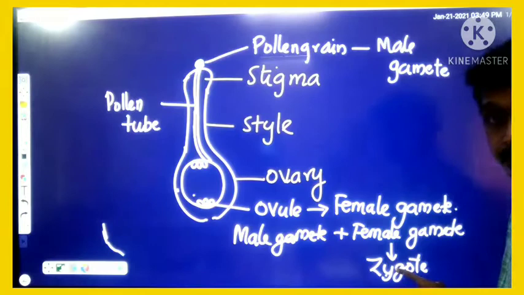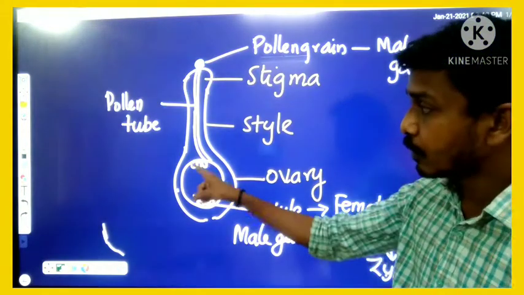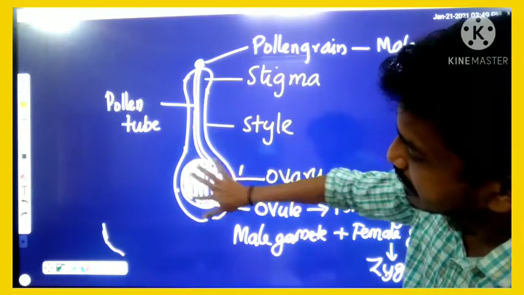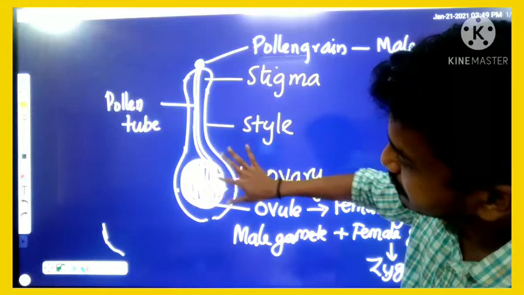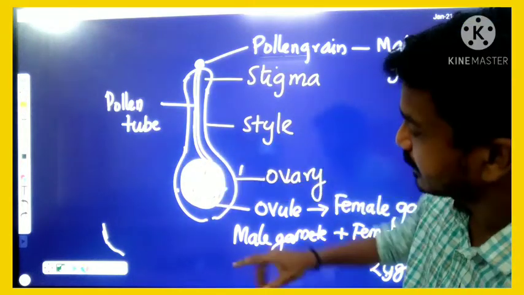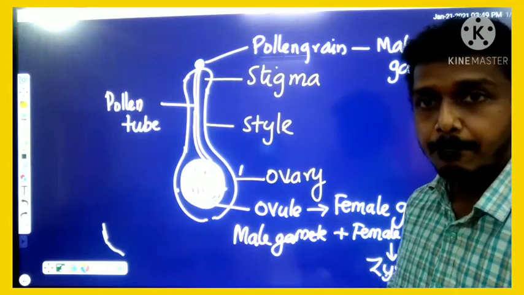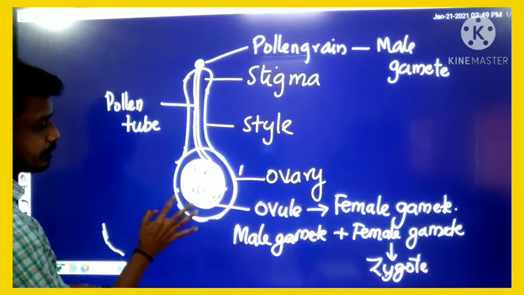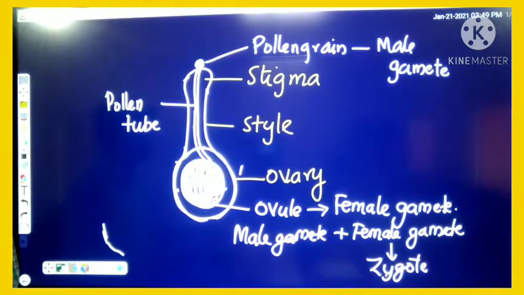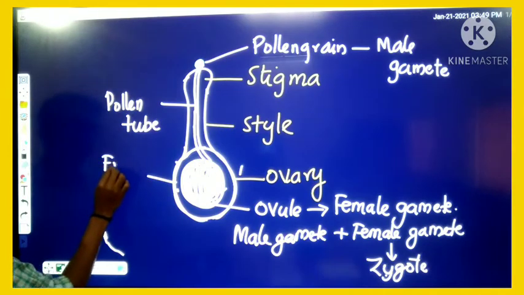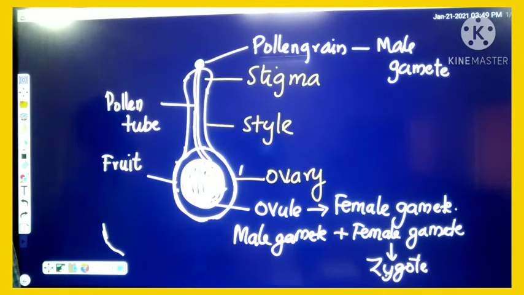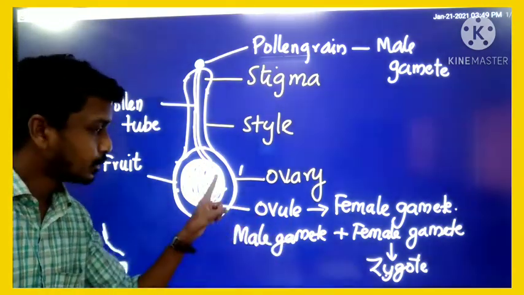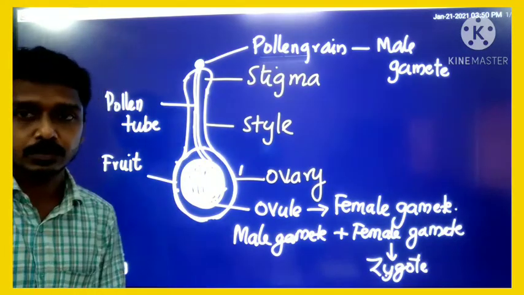After the formation of the zygote, the ovule will become the seed. And this ovary will become the fruit. The ovary will become the fruit, and the ovule will become the seed.